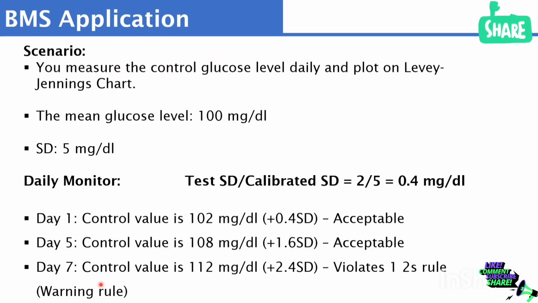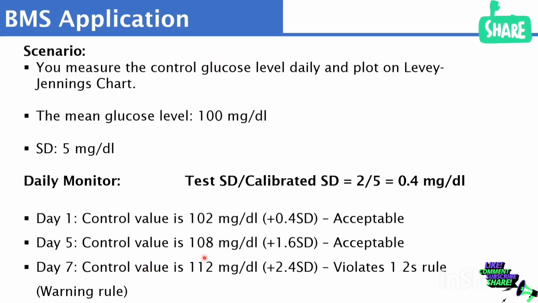However, on day 7, because you've gotten 112, meaning that the test has given us 12. By the time you do the mathematics, 12 divided by 5, which is the calibrated standard deviation, that will give you plus, and remember this can also be on the negative side, by the way, 2.4. Because it's plus 2.4, that is more than 2 standard deviation. So that means it has violated the 1-2S rule, and that is a warning. And because it's a warning, you don't have to repeat it. So this is how that works.